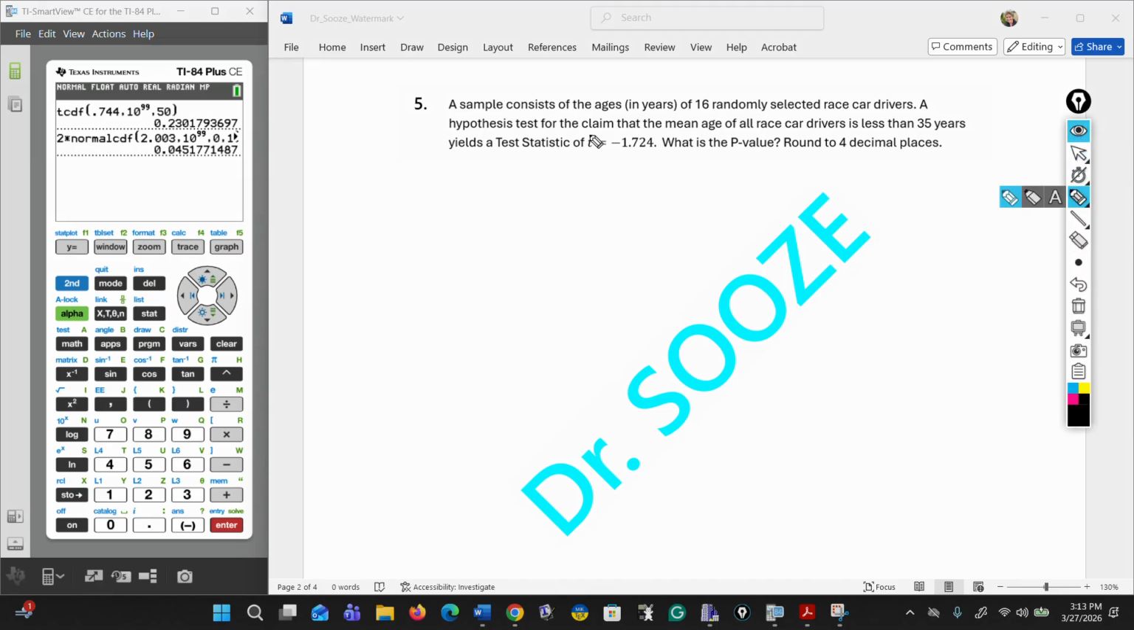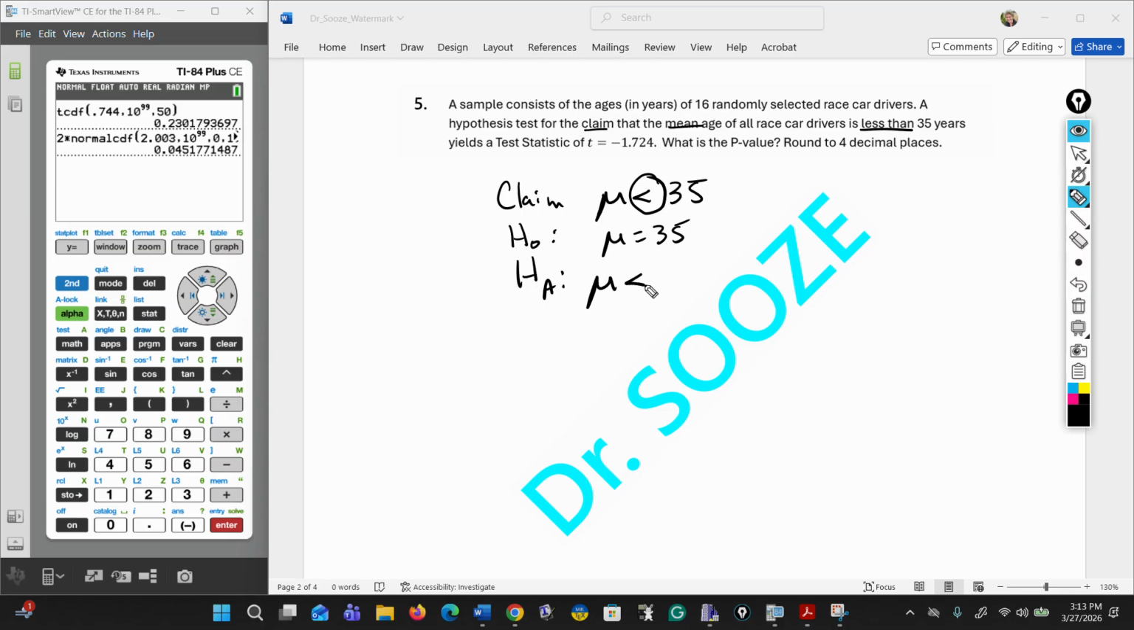So what we got here, what's the claim say in symbolic form? It says that the mean age of all race car drivers is less than 35 years. And so, of course, the null hypothesis would be the equal sign. But then when we come to the alternative hypothesis, we look at the symbol in the claim. This symbol is allowed. The alternative hypothesis can have strictly less than, strictly greater than, or the not equal symbol. Since it's allowed, we keep it. And now, since the symbol in the alternative hypothesis is the less than symbol, we're going to have a left-tailed test.